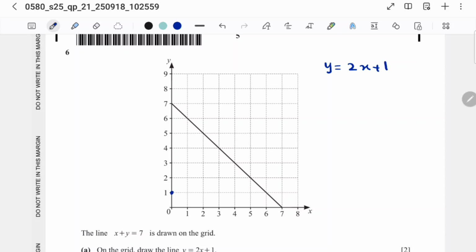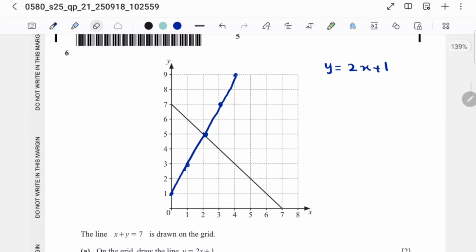Okay, you can do it by rise over run also, or you can take some values for x and then calculate. If I'm going to do rise over run, then 2 rise and 1 run, then 2 rise and 1 run, and then 2 rise and then 1 run. This is the line. Okay, otherwise you can also do it like this.